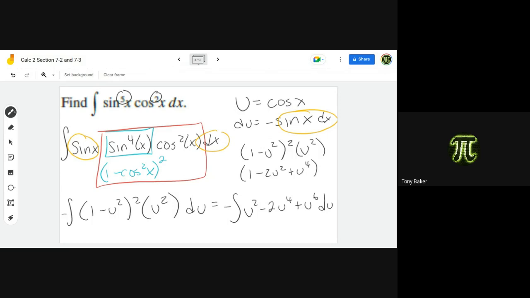Are we good to that point? Bunch of algebra. Now we can do the integral. So I have negative u to the third over 3 minus 2u to the fifth over 5 plus u to the seventh over 7 plus c.